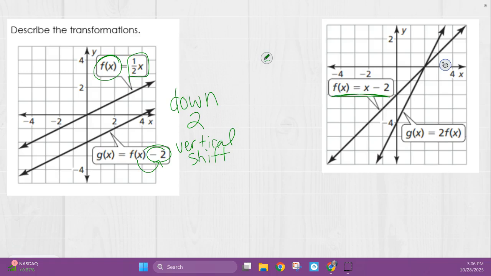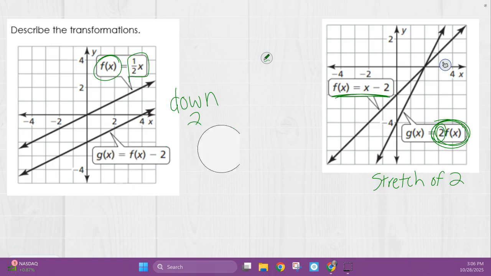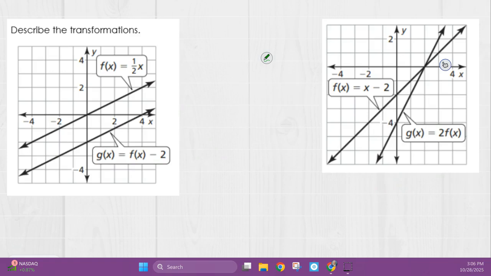Okay, again, here's my original. I don't really care about that. What I do care about is this. It's a stretch of those 2. All right, that's it. Okay.